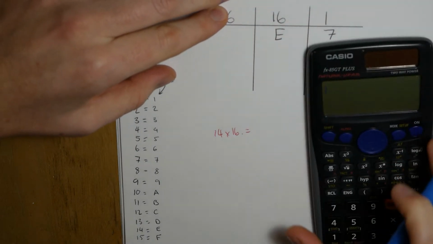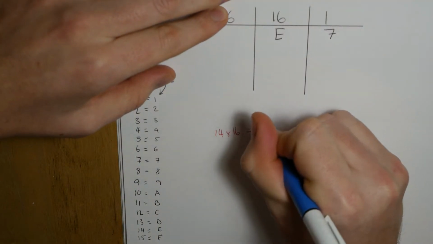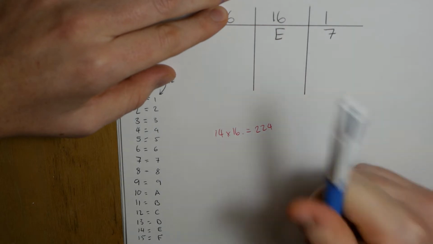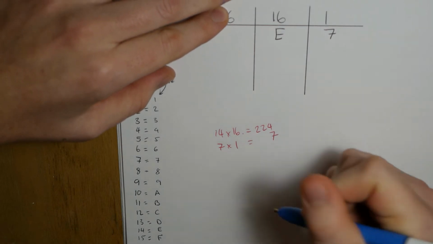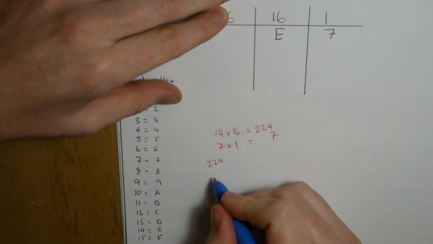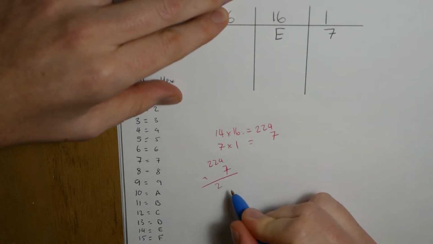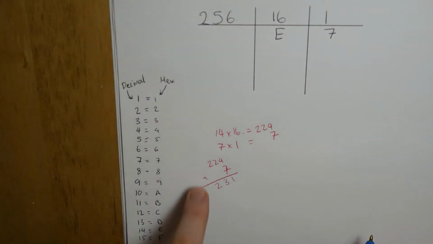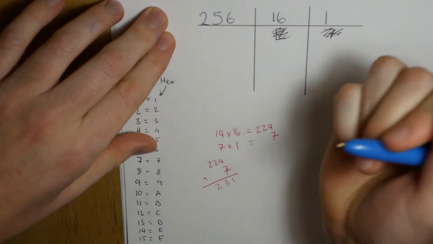So we can pop that into our calculator. 14 times 16 is 224. And then here it's just 7 times 1, because it's in the 1 column. 7, and then we can just add those two together, so 224 add 7 will be 231. So that's relatively straightforward with two numbers, and with three numbers it's slightly more difficult, but not too much more difficult.